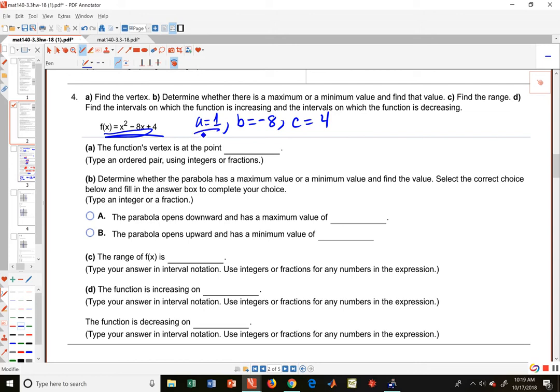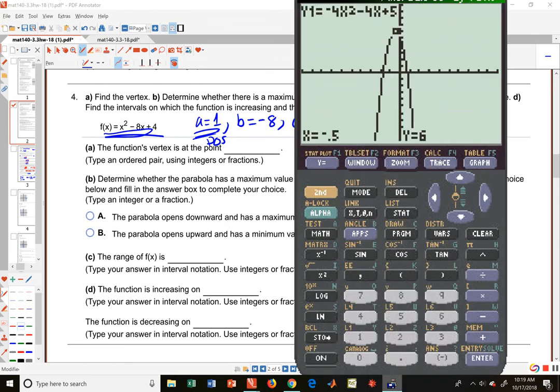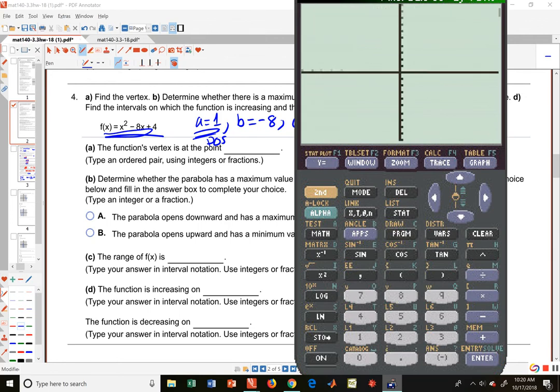Now, the fact that a is positive tells us that the vertex is a minimum, and this graph is going to be pointing up, or would hold water if you imagine it raining into this parabola. Now let's create a graph real quick. So I'm going to type this formula into my calculator and hit graph.